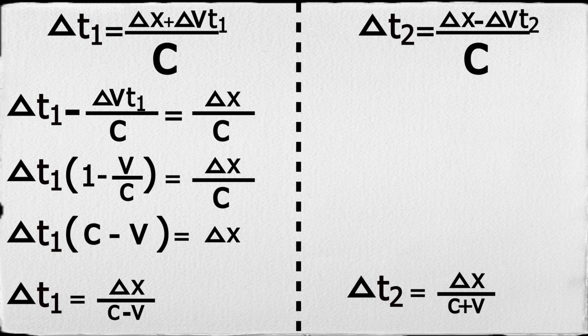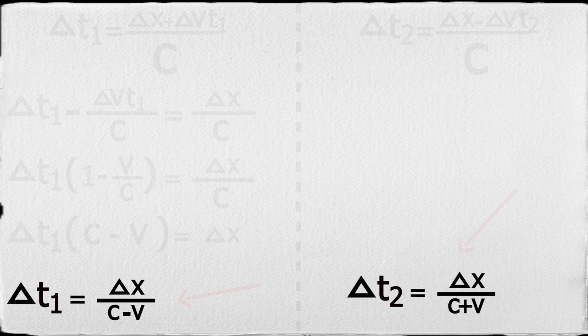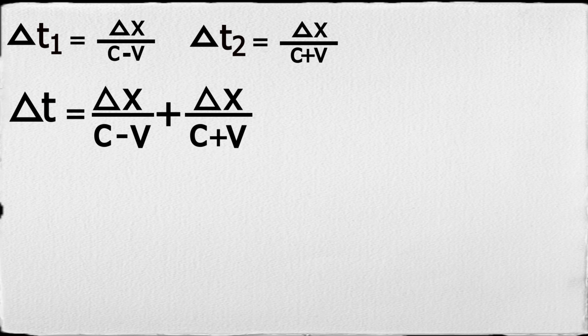So now that we know how long it takes for the light to reach the mirror and return to its initial point, we can calculate the total time period for Emily. So we simply have to add these two together.